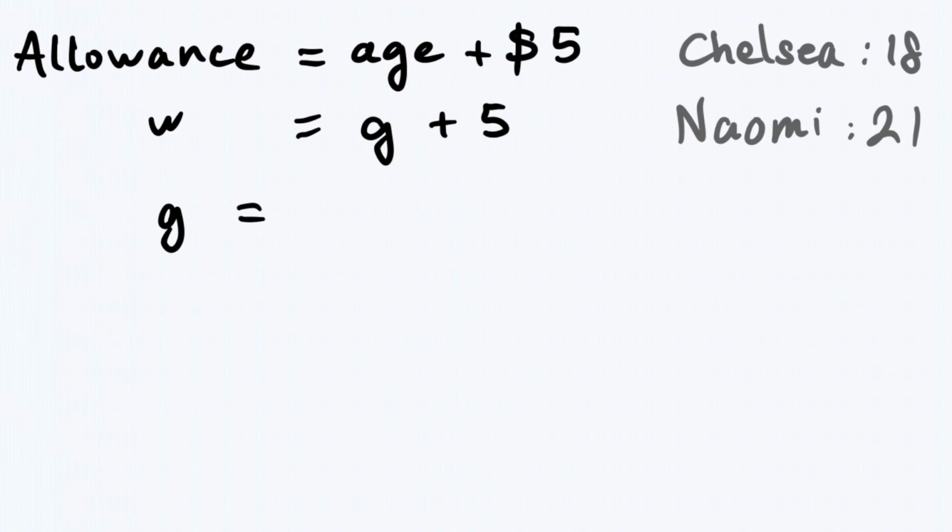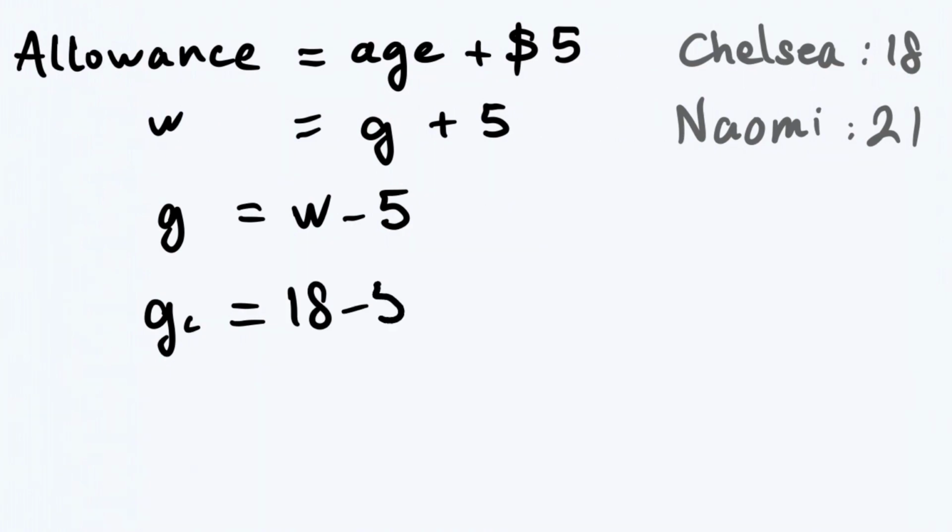Now we are given W. On the other side of G, we have W, to which we subtract 5. So this second equation is going to be the one we are going to work with to find out how old Chelsea and Naomi are. Let's start with Chelsea. Take G, to which we add subscript C to indicate that we are solving Chelsea's case. Chelsea's age is equal to her allowance, which is 18, and we subtract 5. 18 minus 5 is 13. We know that Chelsea is 13.